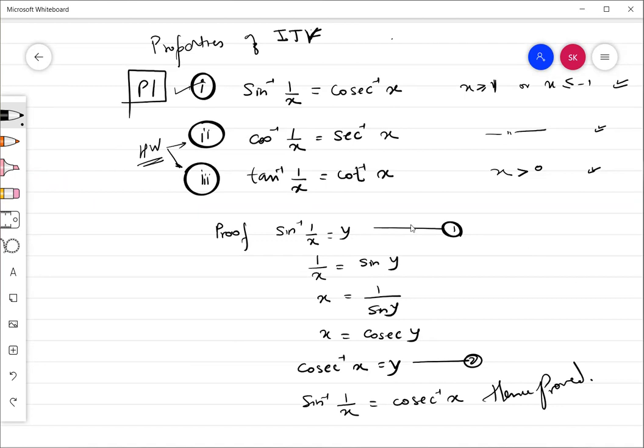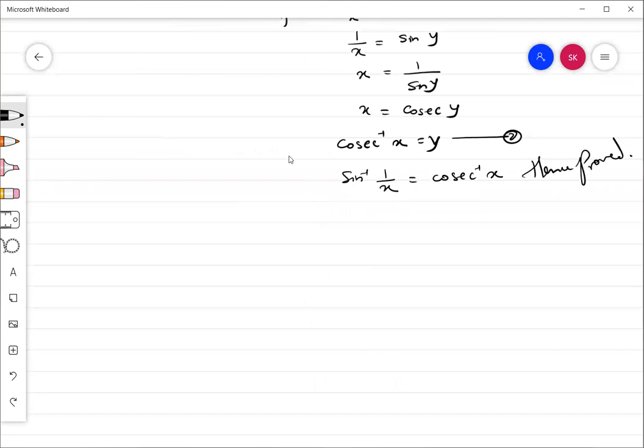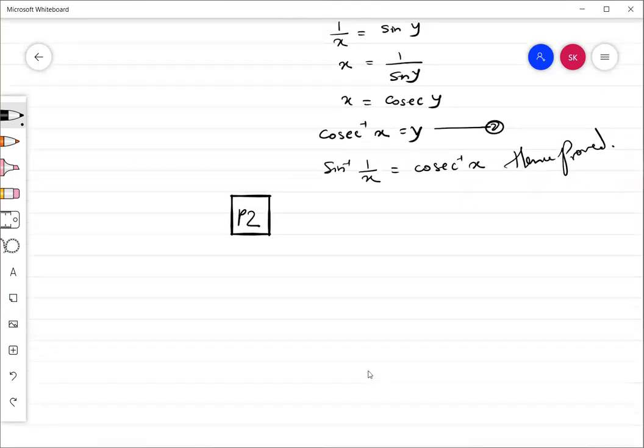What does the property say? It tells you how sin inverse and cosec inverse, how the reciprocal functions in the normal case, are related in terms of the inverse part. Okay, so that is your property P1.